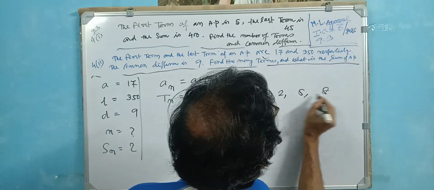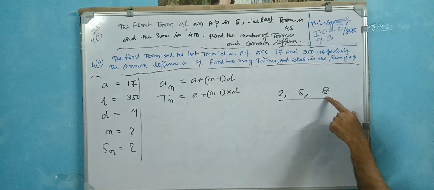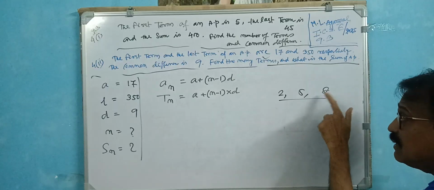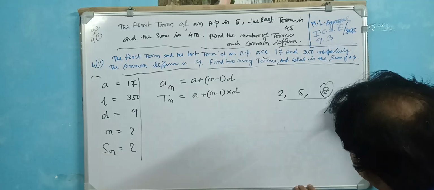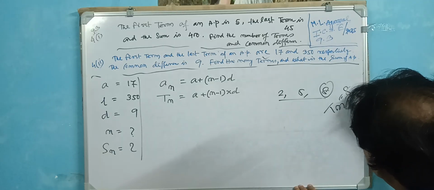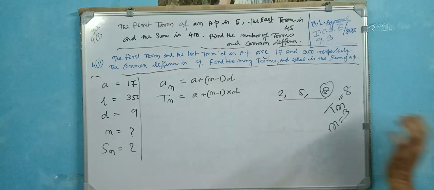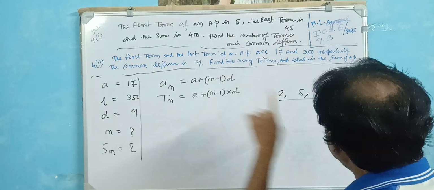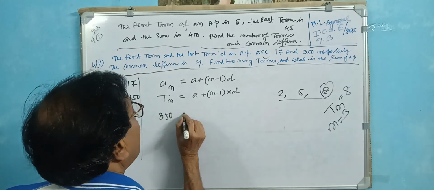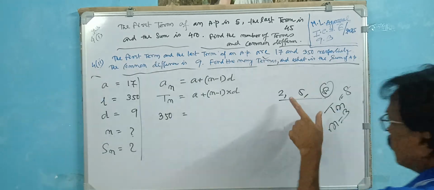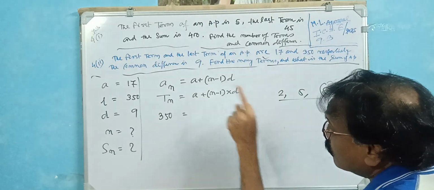2, 5, 8. What is the value of the last term? 8. But what is the number of terms? This is 3: 1, 2, 3. That is the difference. This is actually Tn. Tn is 8, but n is equal to 3. First term, second term, third term. This is the same. Tn is 350. You just find out the value of n.